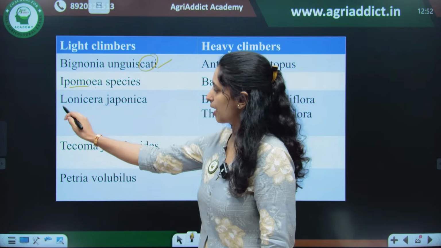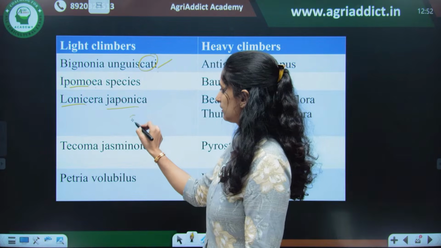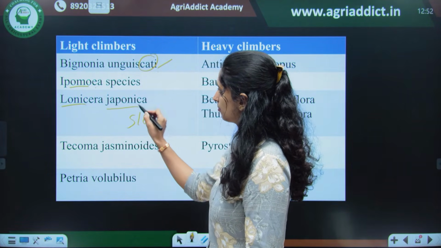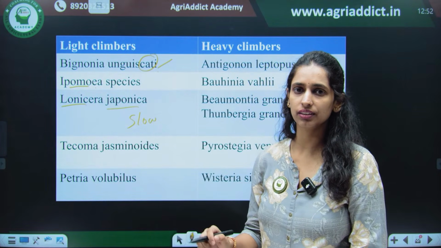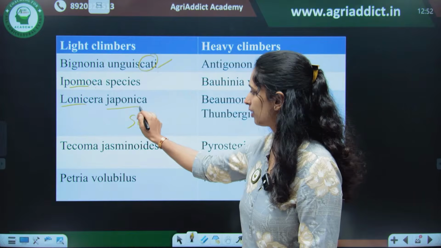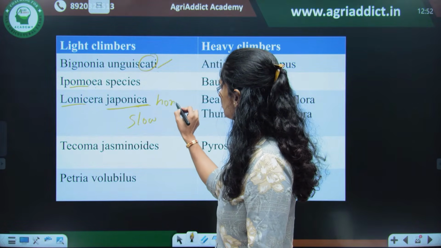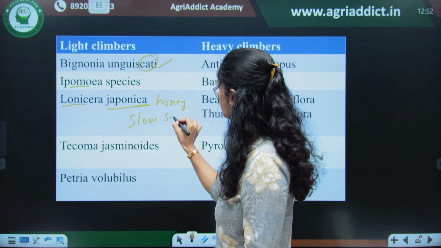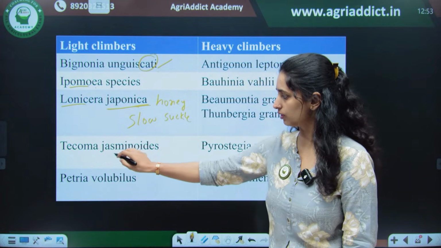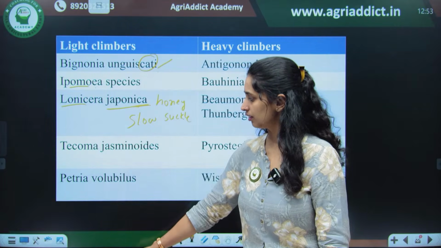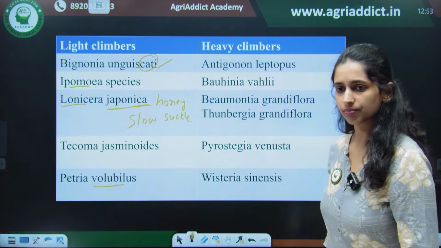And Lonicera japonica, it is a slow growing plant, इसलिए इसको light climber category में रखा है. Lonicera is called Japanese trumpet vine, Japanese honeysuckle. And Tecoma jasminoides is a light climber. Petrea volubilis, mostly in the light climber.